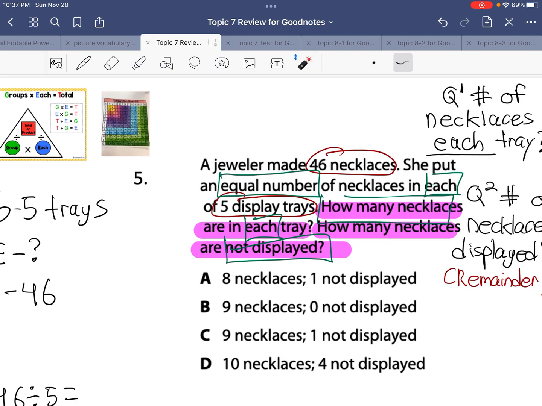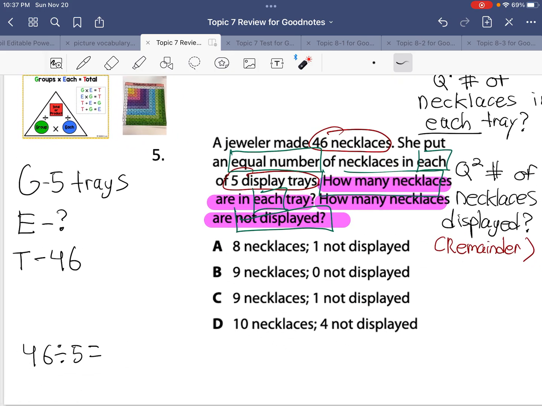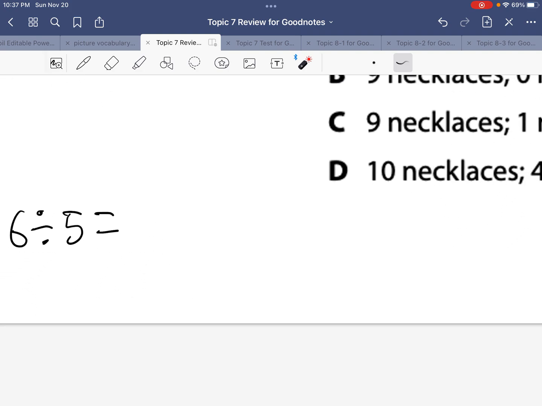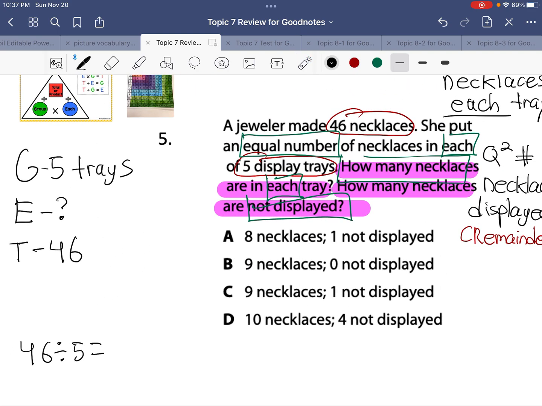Okay, and if I look here, if I go into 5, if I try to find 46, there's no 46. I have 40 and I have 45. So I know that I'm going to have to draw for this. 5 cannot go into 46 evenly. So I'm going to put 1, 2, 3, 4, 5. That's one group. And I'm doing this until I get to 46.